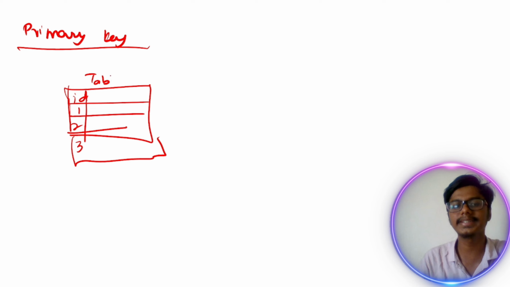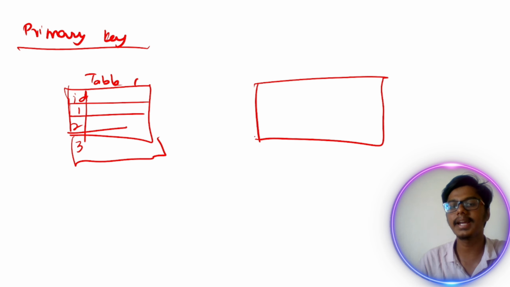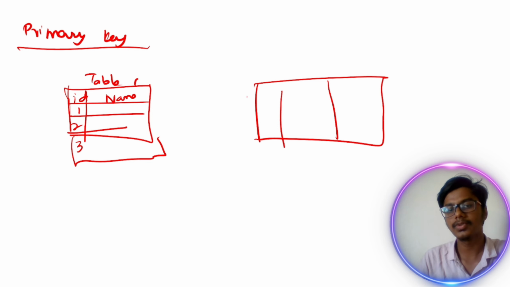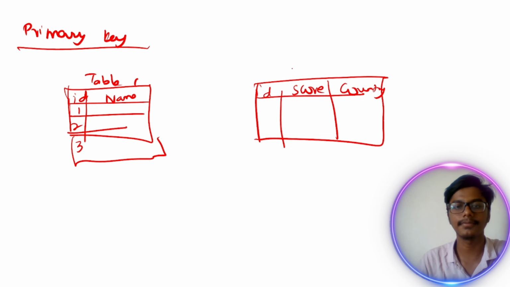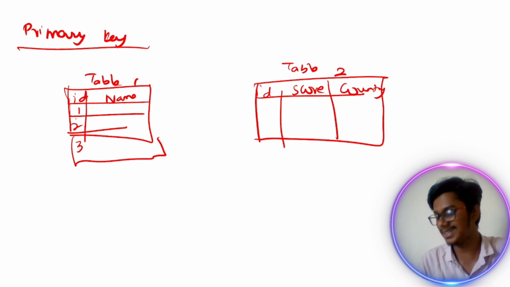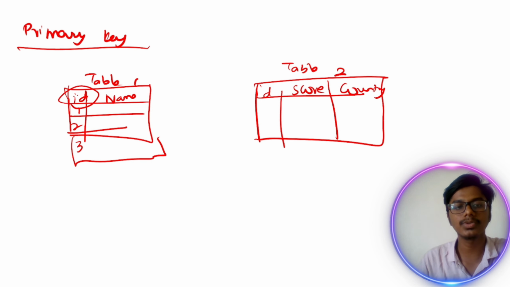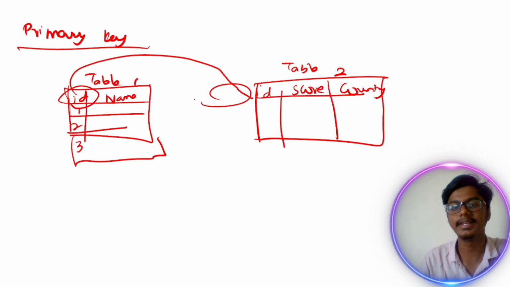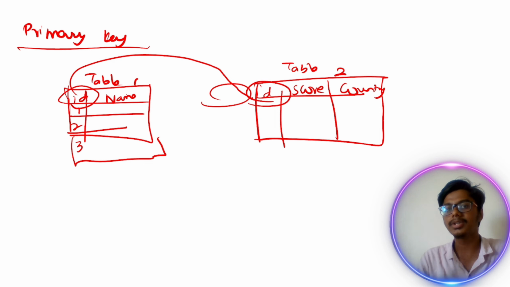So consider this is my table 1, and again this is my table 2. In this table I have the name. In this one I have the ID. Let me have some scores and the country of the students. Here I am considering this as table 2. So what does the primary key actually do? We are going to connect two tables based on this ID. Here also we have the ID. Both IDs are common. We are going to combine these two tables. That's the basic intuition of joins and the primary key.